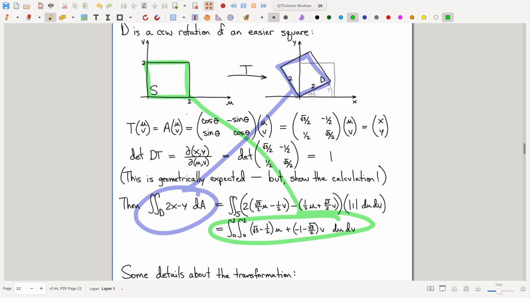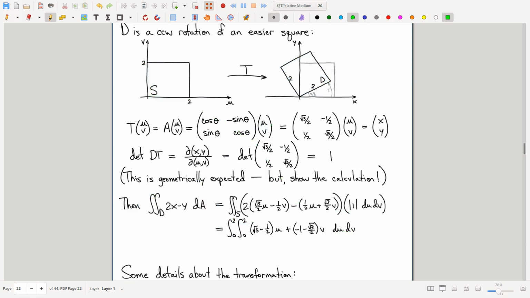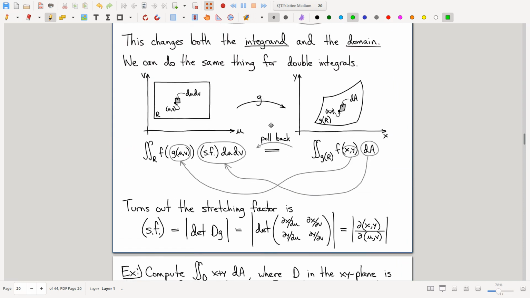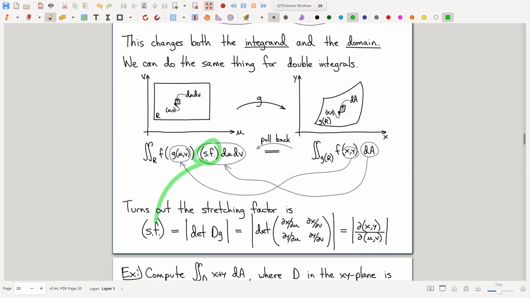Much more desirable. Yes? I just want to clarify what the absolute value does and does not do, when we're allowed to put it. It's part of the formula for the stretching factor, right? So the stretching factor is specifically the absolute value. Oh, okay. Yeah.